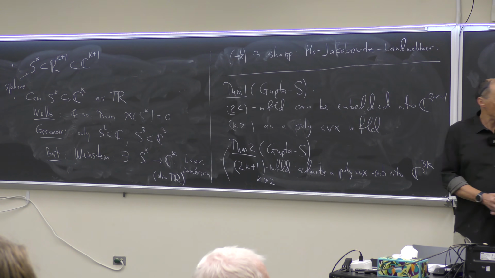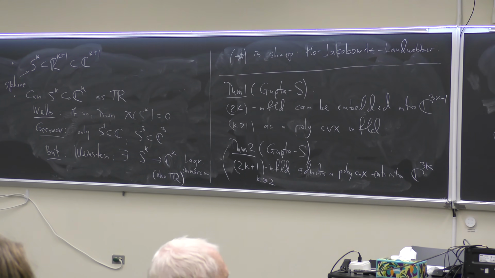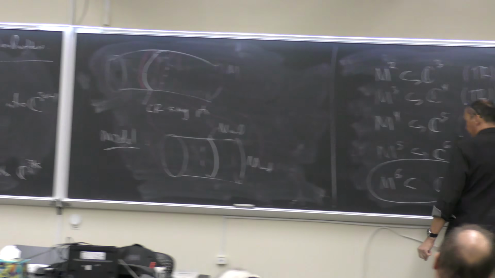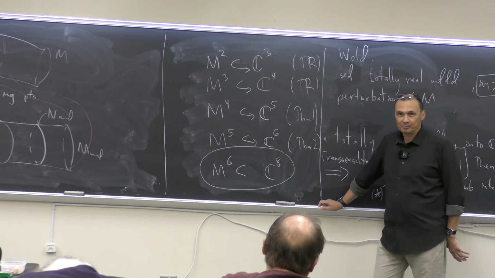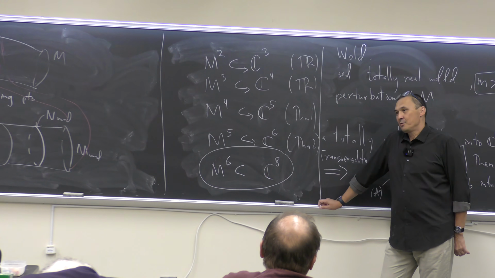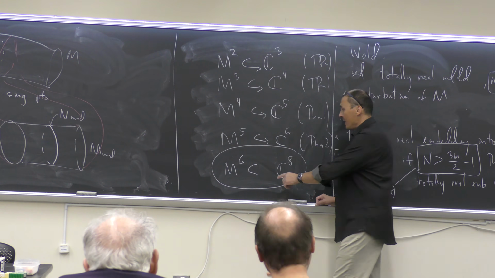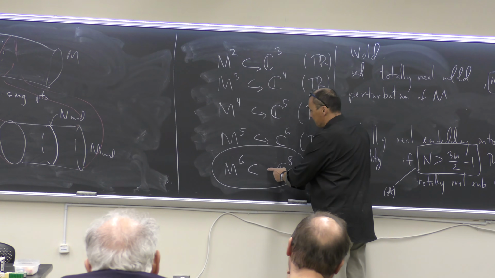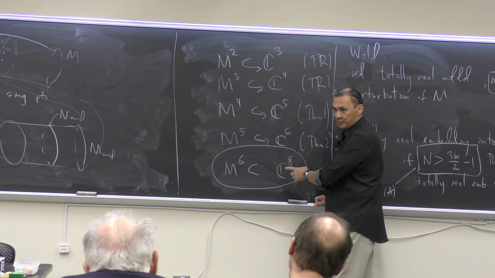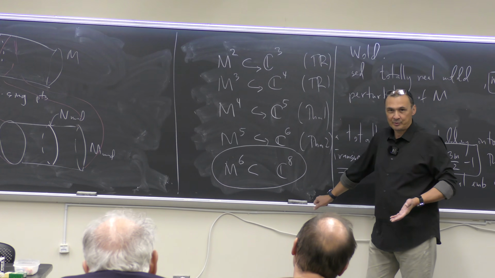I was also wondering about this list. Is there any counterexample to M^k embeds in C^(k+1)? No. At some point, I thought that maybe it's always just one dimension more, and we're just not able to prove it.